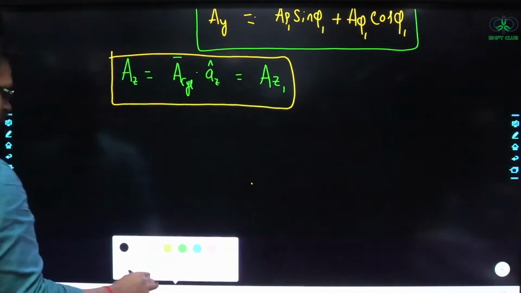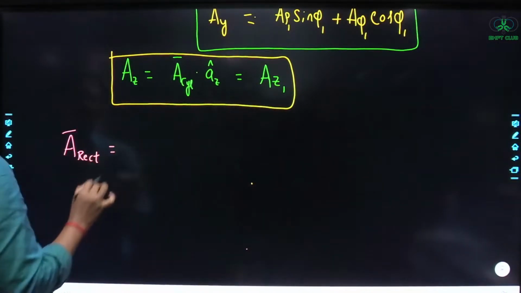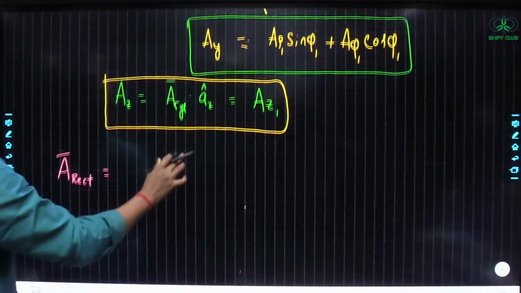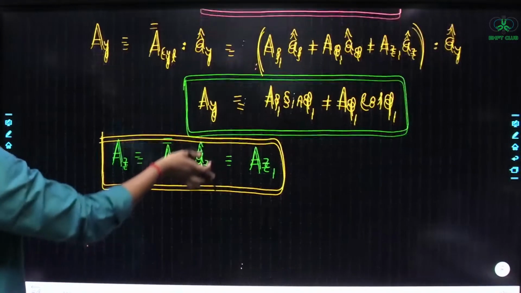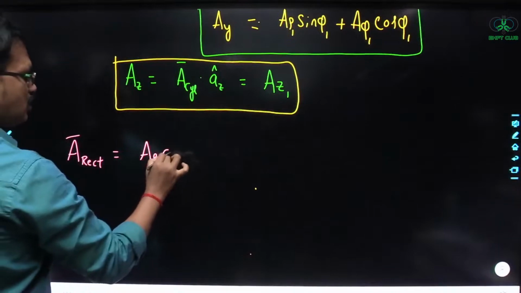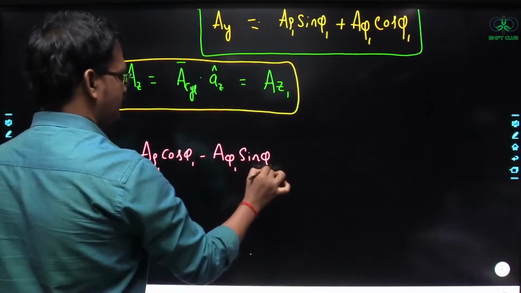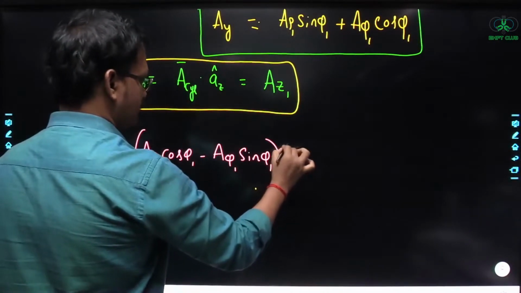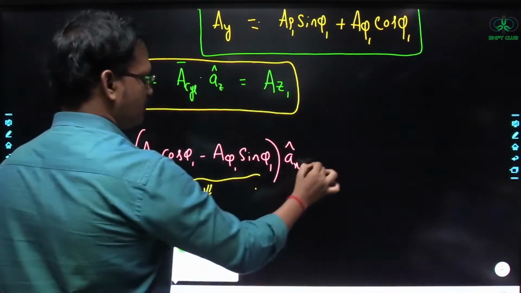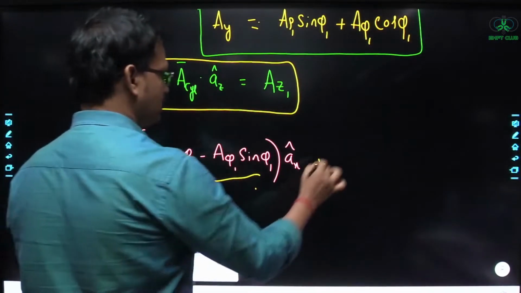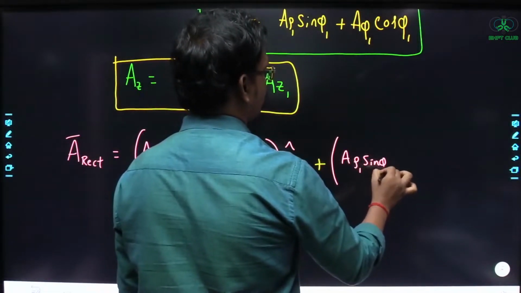So the vector in rectangular form is equivalent to what? Ax into ax cap. So the ax value is how much here? A rho 1 cos phi 1 minus a phi 1 sin phi 1, into ax cap, right? So this is ax. Plus what is the y component? The y component is a rho 1 sin phi 1.